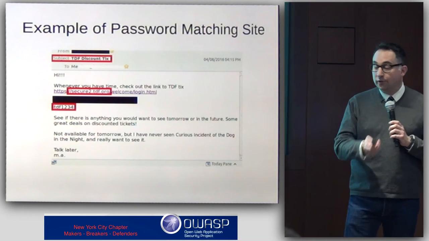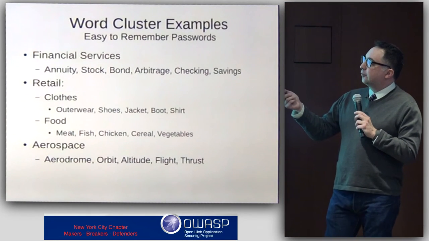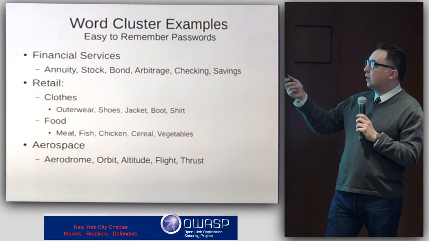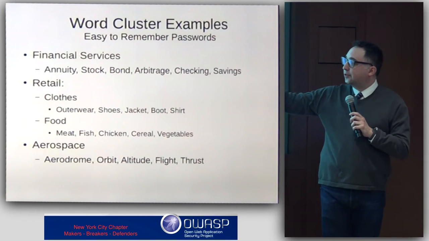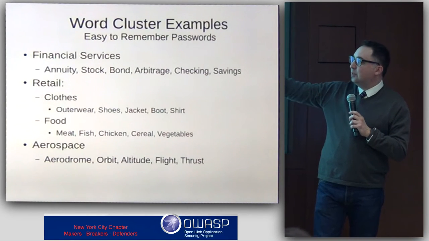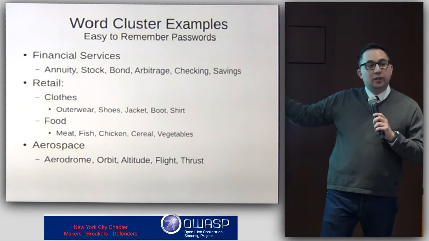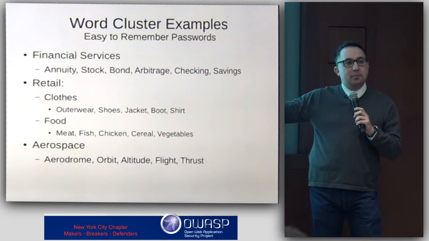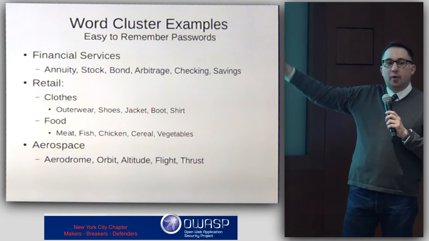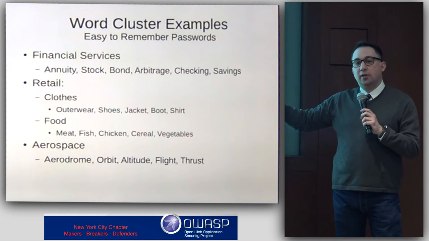And that's basically what the application does. You can see with word cluster examples, for financial services, for instance, you have words like annuity, stock, bond, arbitrage, checking, savings, and you can see these other word clusters that don't exactly match. So you're not going to be using shirts in the context of meat, fish, and chicken. If you're pulling data from these organizations' websites, it will be focused on that particular vertical and words specific to that particular organization, which aren't going to cross over from other industries. So when you're creating these word lists, you'll want to do something customized.